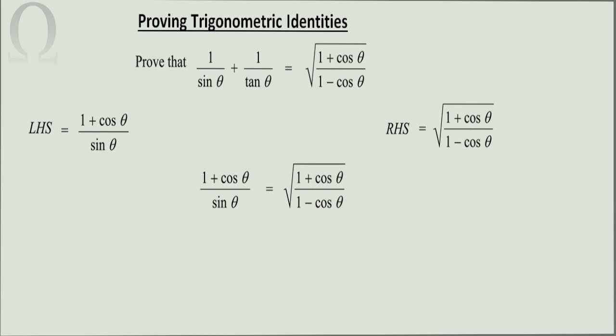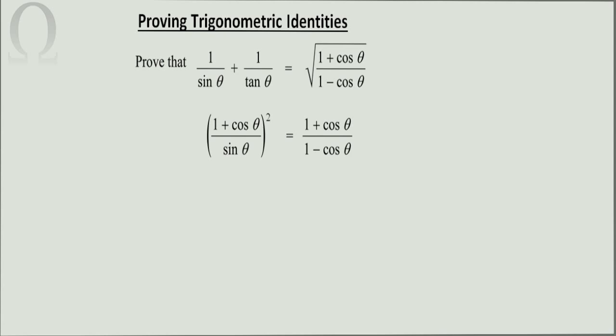Again, there isn't just one way to manipulate a problem, so provided we do not violate any mathematical laws, we can manipulate this new expression again. So, in order to remove the square root, we will square both sides of the equation. The new aim is now proving that (1 plus cos theta over sin theta) all squared equals 1 plus cos theta over 1 minus cos theta.